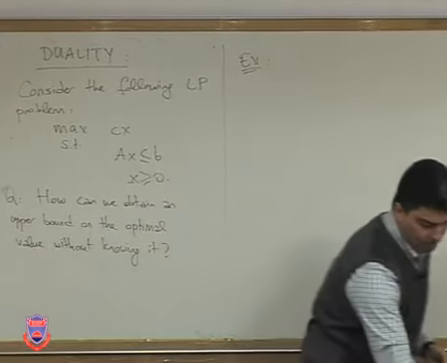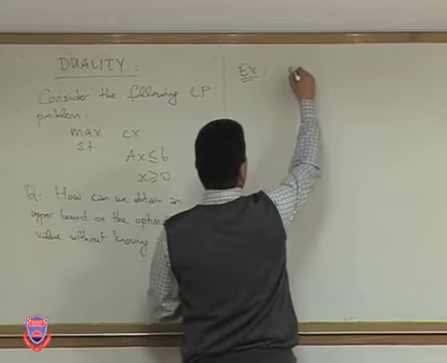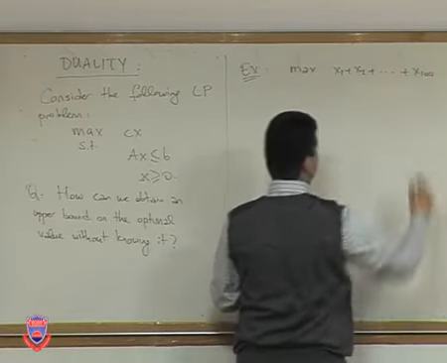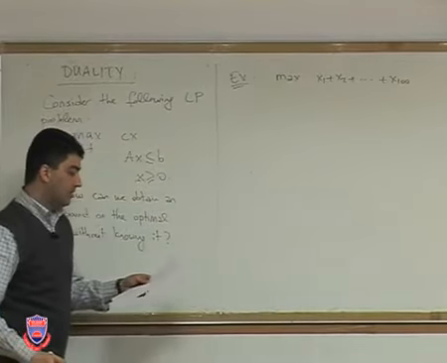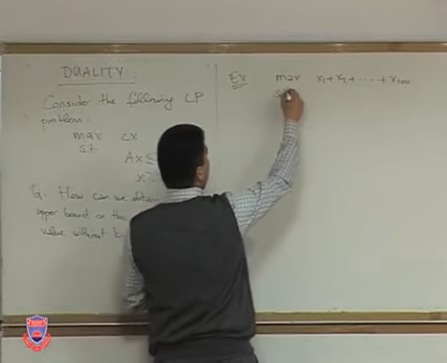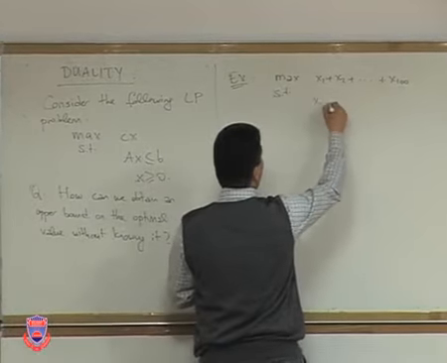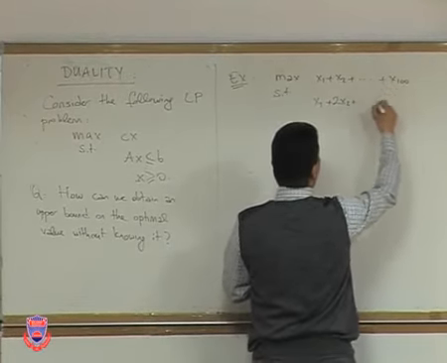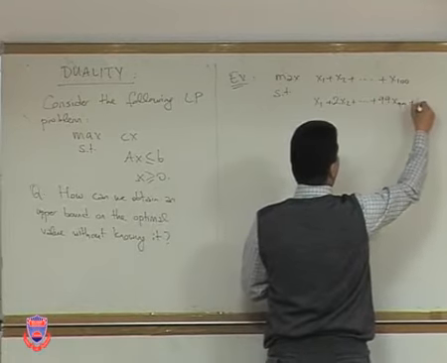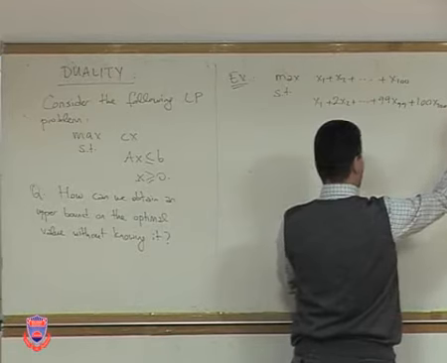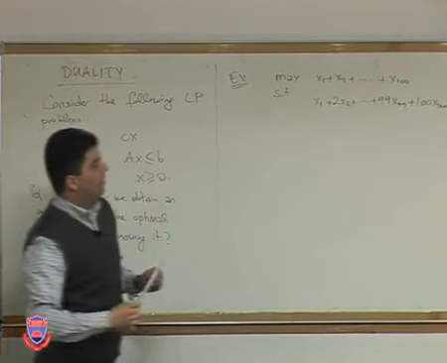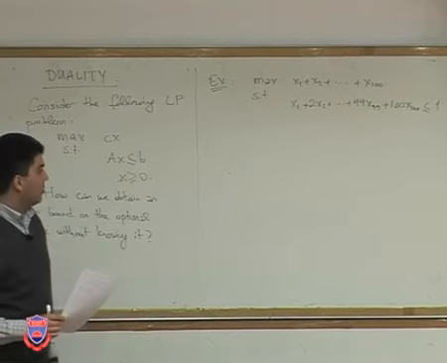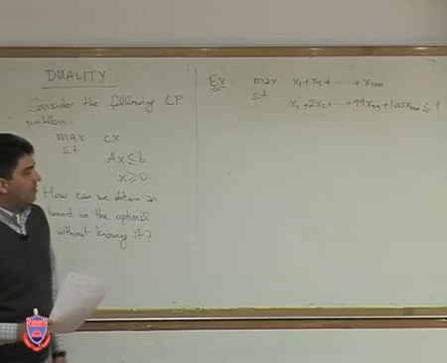Suppose that we have the following LP problem. I would like to maximize x1 plus x2 plus all the way up to x100, so I have 100 decision variables. Then I have two constraints. The first one is x1 plus 2x2 plus all the way up to 99x99 plus 100x100, and I want this to be less than or equal to 1. Think of the constraint as x1 plus 2x2 plus 3x3 plus 4x4 and so on, so the coefficient of each variable is the same as the index of that variable.